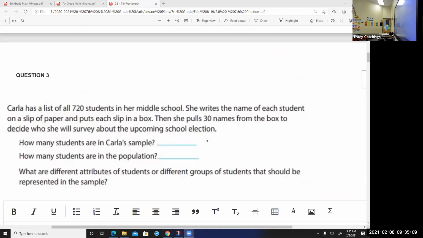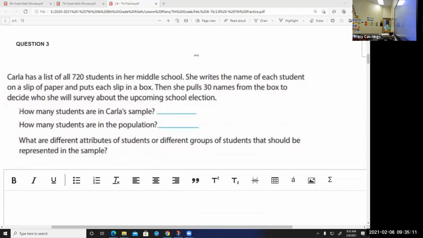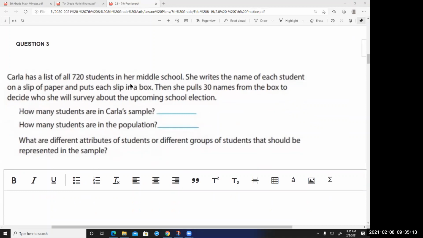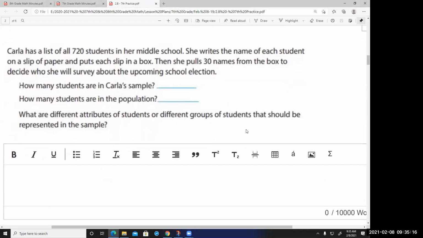All right, someone read number 3 to us. Carla has a list of all 720 students in her middle school. She writes the name of each student on a slip of paper and puts each slip into a box. Then she pulls 30 names from the box to decide who she will survey about the upcoming school election. What are different attributes of students or different groups of students that should be represented in the sample?